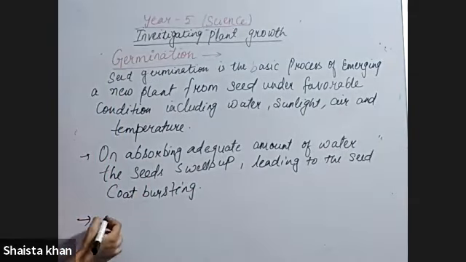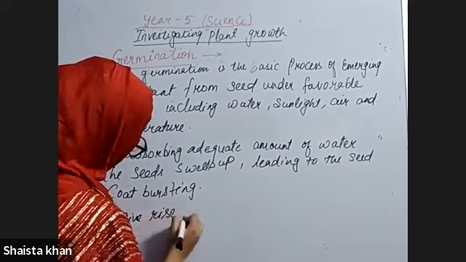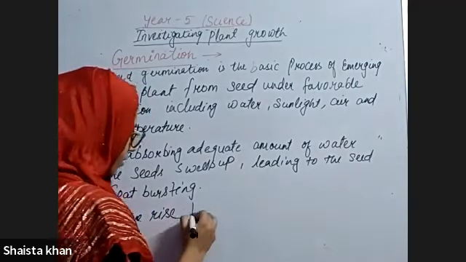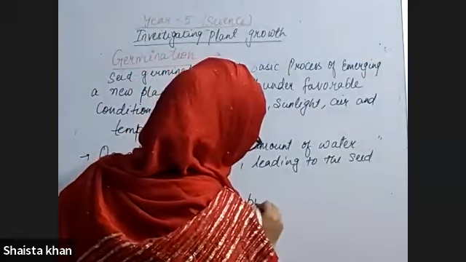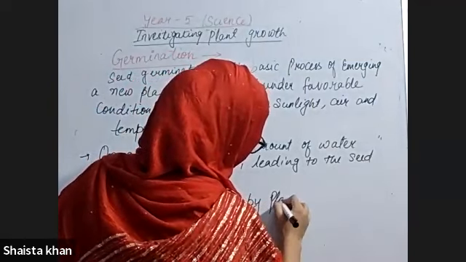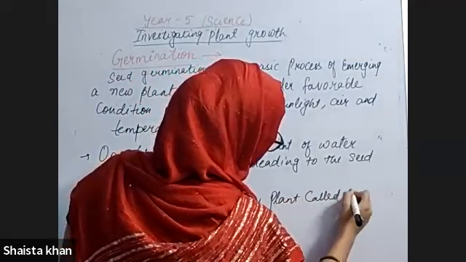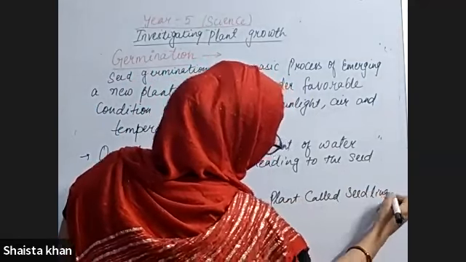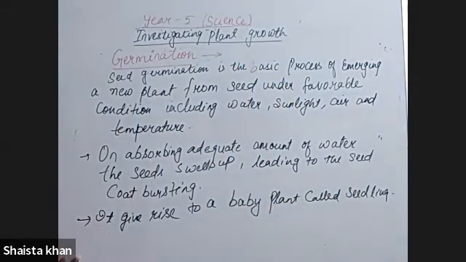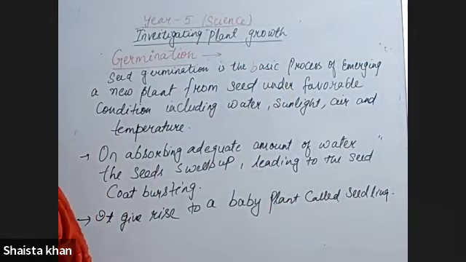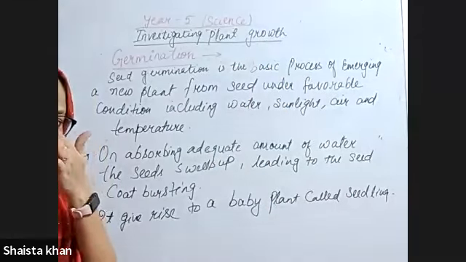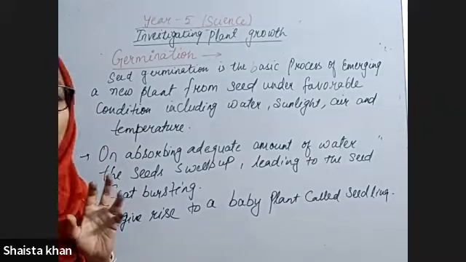Right? I'll draw a picture also. It gives rise to a baby plant called seedling. Right? Okay. And the embryo receives nourishment from the cotyledon till the root system is developed. Here, the embryo needs nourishment from the cotyledon.